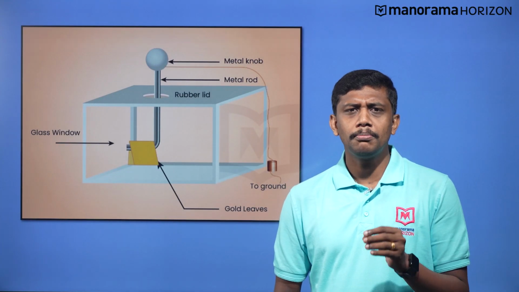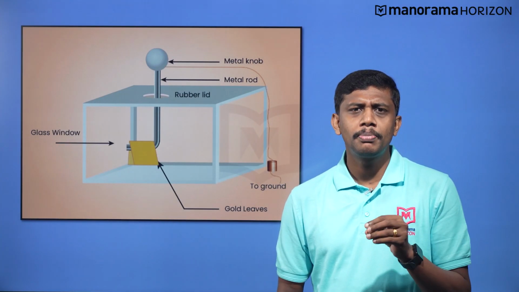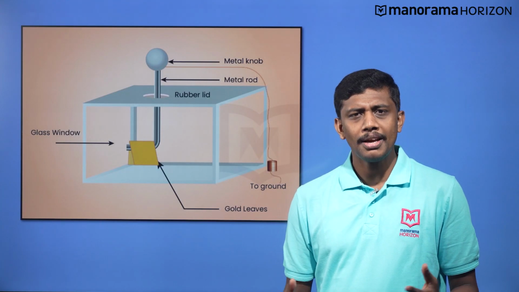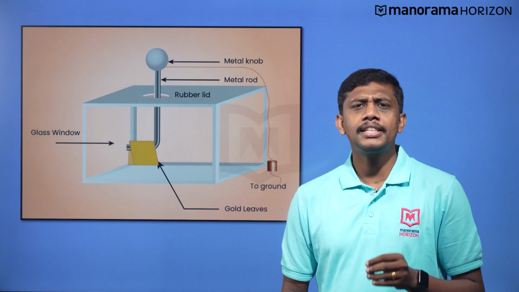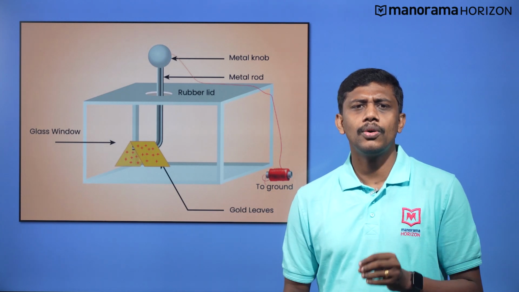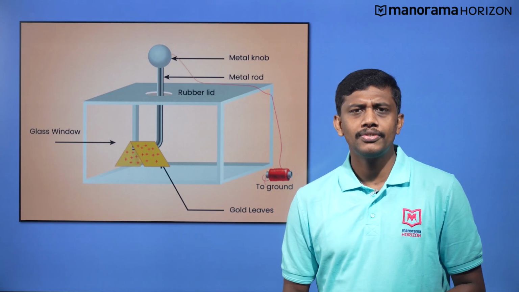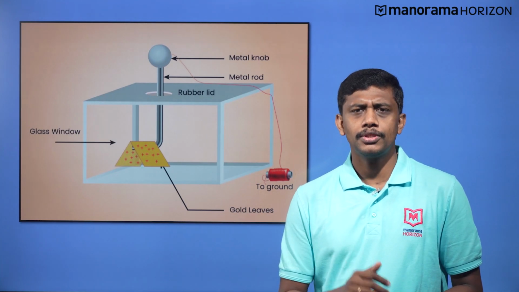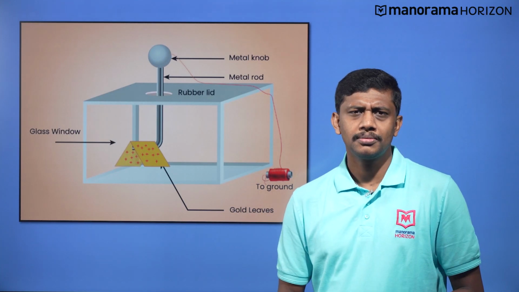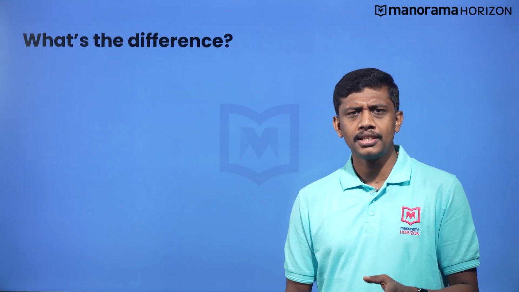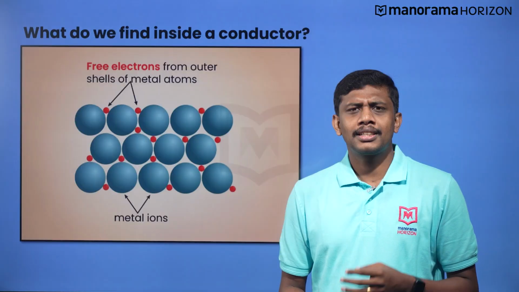If we now connect the metal knob at the top with a piece of metal wire to the ground, we see that the gold leaf collapses. If you had tried the same thing but instead of metal wire used a silk or cotton thread, nothing would have happened. The gold leaves would stay charged and diverged. Why is this? This experiment highlights the difference between conductors and insulators.